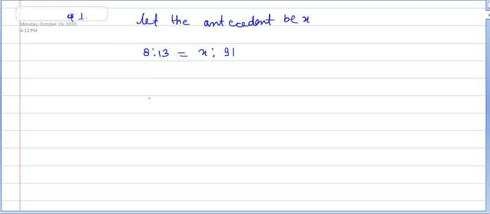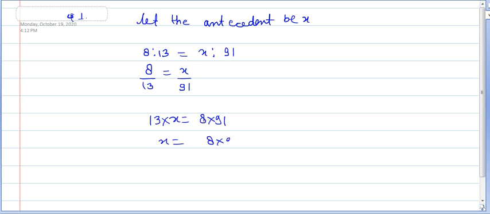Now, convert the ratios into fractions. 8 upon 13 equals x upon 91. By cross multiplying, we have 13 into x equals 8 into 91, and x equals 8 into 91 upon 13. 13 7s are 91. We have x equal to 56. So students, this is the answer. 56 is the antecedent.